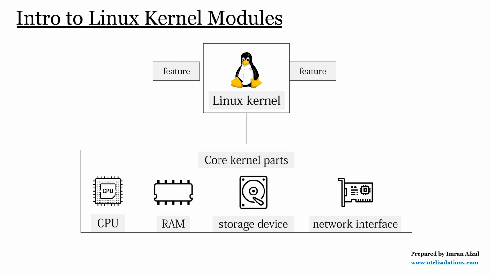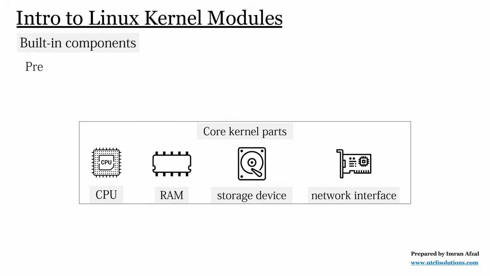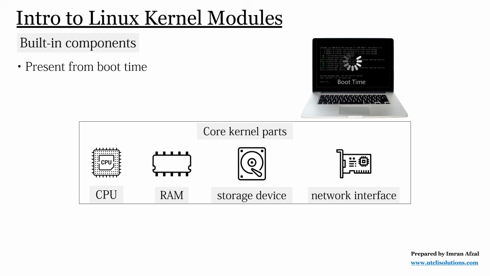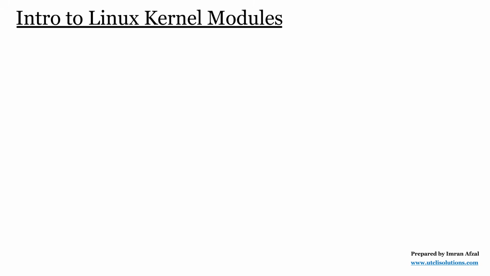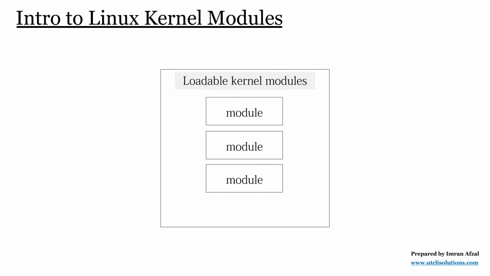Some parts of the kernel are so important that they must always be present and cannot be optional. Features that are required during the earliest stages of system startup are compiled directly into the kernel. These are known as built-in kernel components. They are always present from boot time and cannot be removed or unloaded while the system is running. Other functionality does not need to be active all the time. This functionality is provided through loadable kernel modules. These modules remain inactive until the system needs them. This separation allows Linux to balance reliability and flexibility without sacrificing performance.